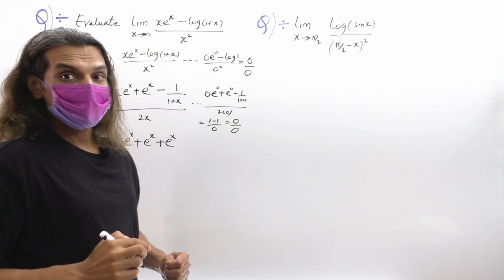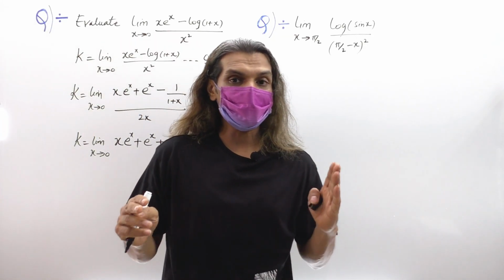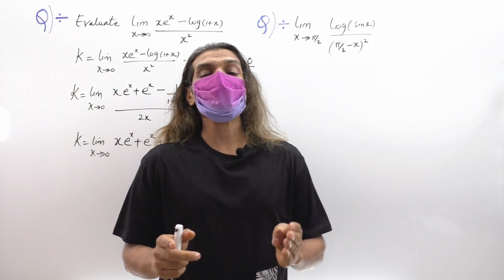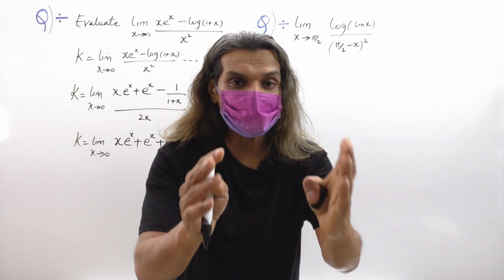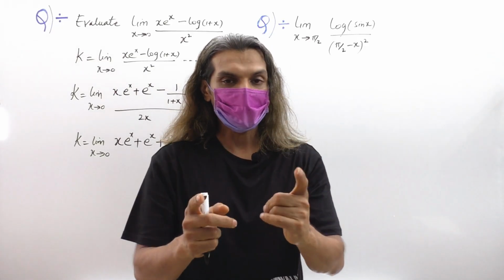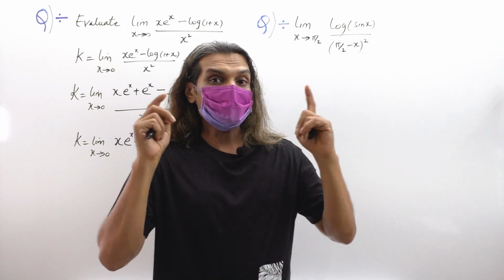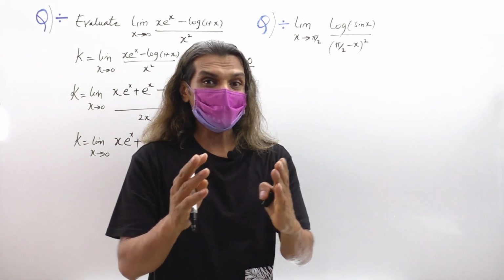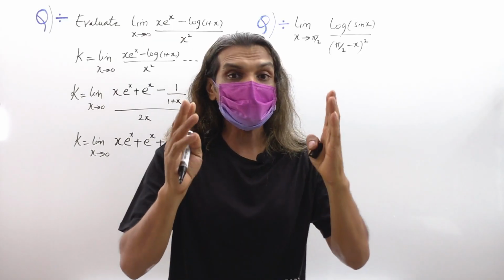Now, differentiation of 1 by x is what? A very standard result we remember in engineering. Differentiation of 1 by x is, please keep in mind here, minus 1 by x square. You need to remember this always. Differentiation of 1 by x is what? Minus 1 by x square. So, differentiation of 1 by x is always minus 1 by x square.